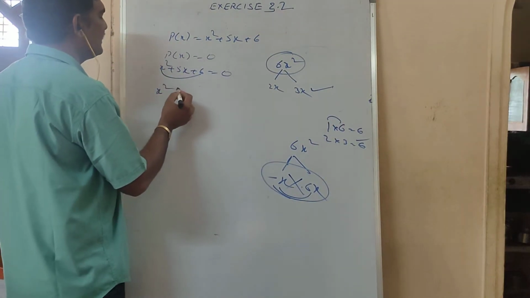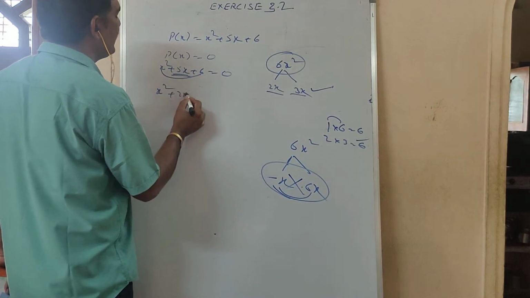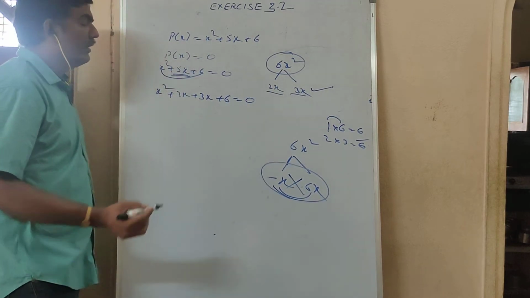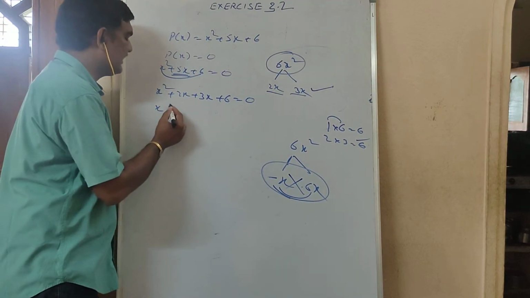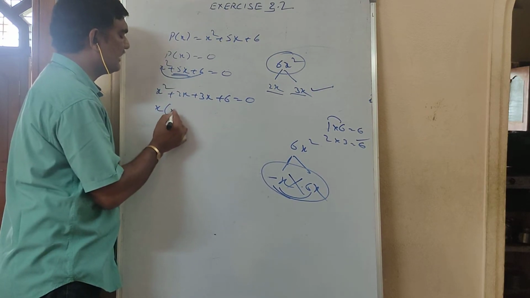Next, now x square as it is, plus 5x. In place of plus 5x, write 2x plus 3x, plus 6 as it is, equal to 0. From the first two terms, take x as common. x with which you have to multiply to get x square means x.